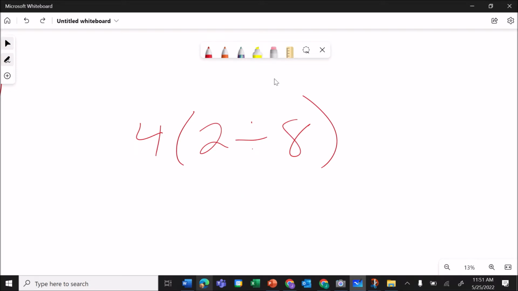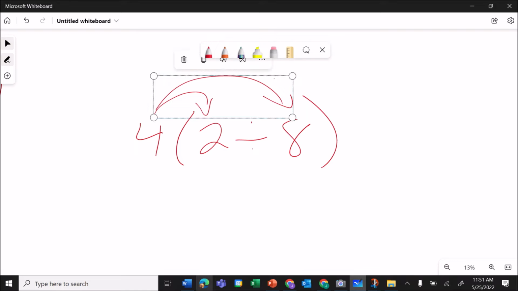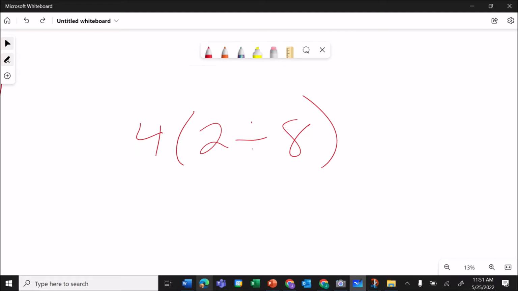But we're looking for the distributive property where it affects everything inside. But wait. This is a bad example. What does that stand for? What has to be done first? Parentheses have to be done first.